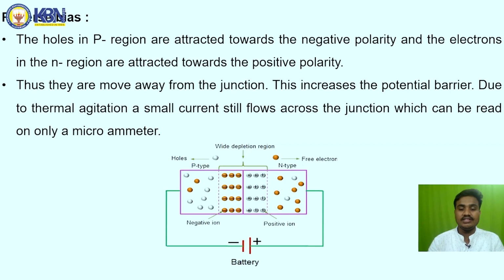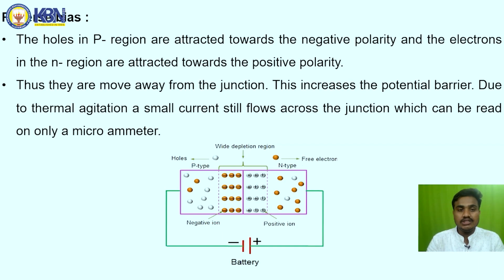Here you can see in this diagram, the p-type semiconductor is connected to the negative terminal of a battery and the n-type semiconductor is connected to the positive terminal of a battery. The majority charge carriers in the p-type will be attracted towards the negative terminal and the majority charge carriers in the n-type are attracted towards the positive terminal of the battery.